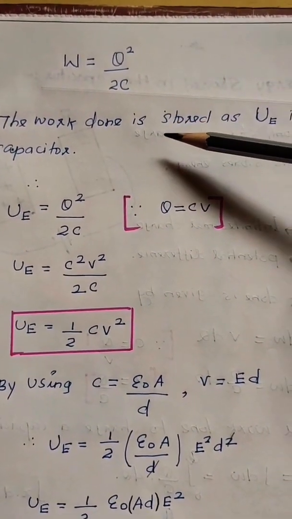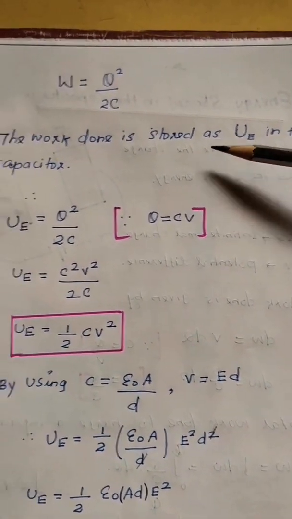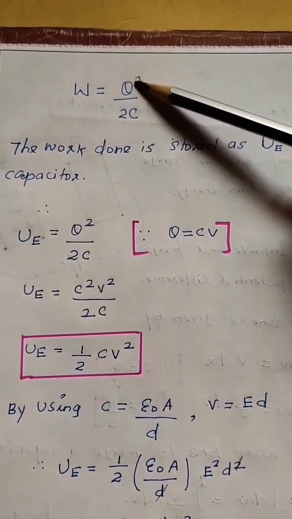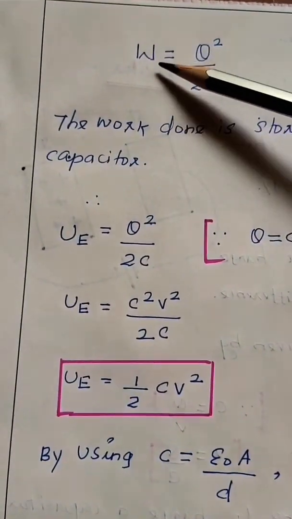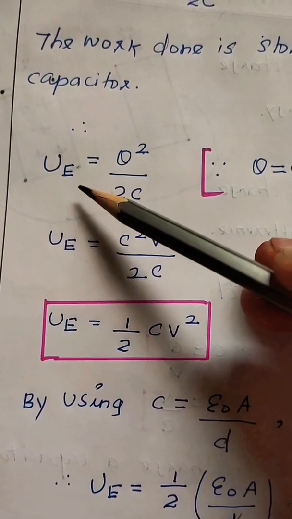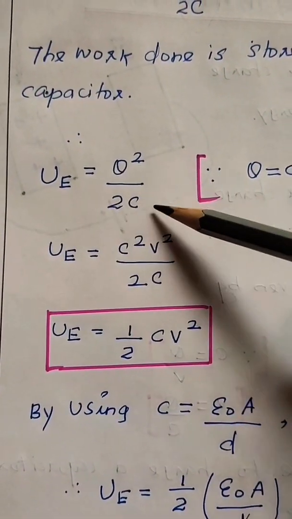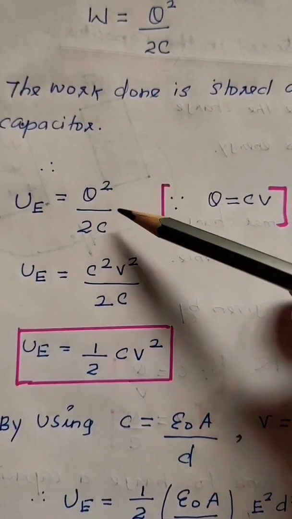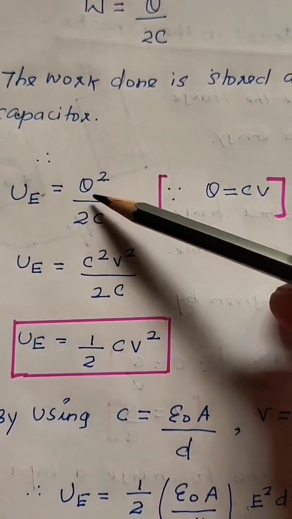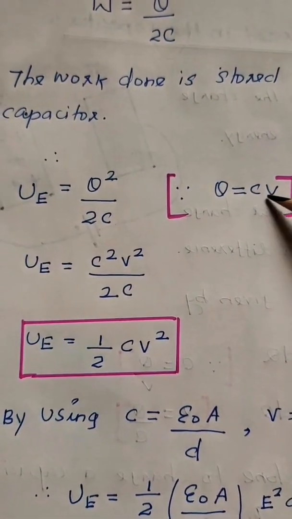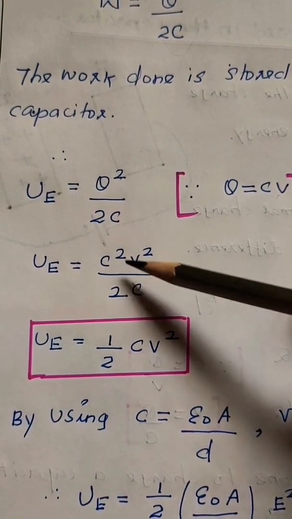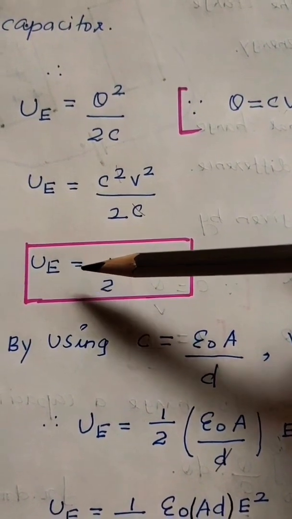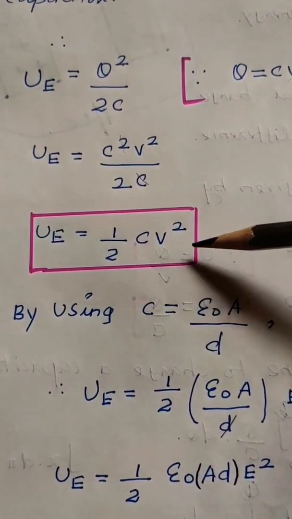The work done is stored as electrostatic potential energy in the capacitor. So W can be written as U_E, the electrostatic energy, equal to Q squared by 2C. Since Q equal to CV, substituting this gives Q squared equal to C squared V squared by 2C. C to the power 1 cancels. So the remaining electrostatic potential energy U_E equals 1 by 2 C V squared.